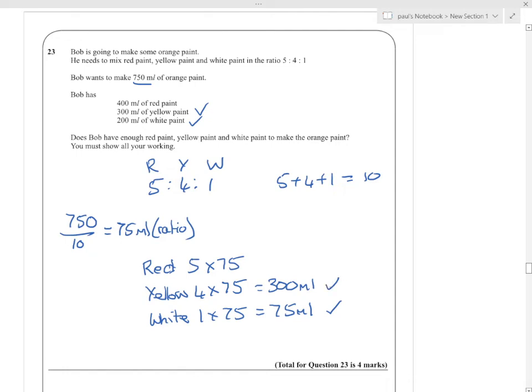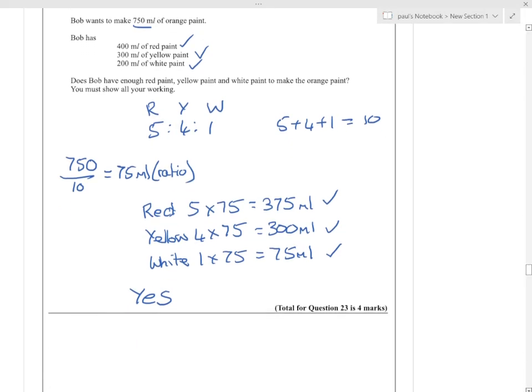5 times 75 is 375. He needs 375 of red. Oh, he's got 400. So yes, he's got enough. He's got enough of everything. No problem. He can go and paint to his heart's content.